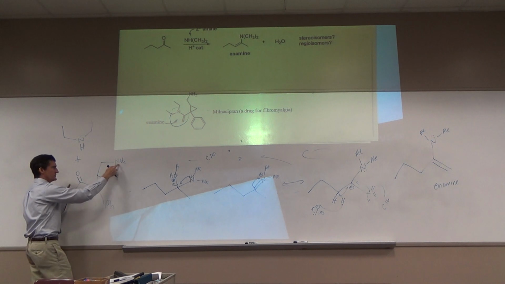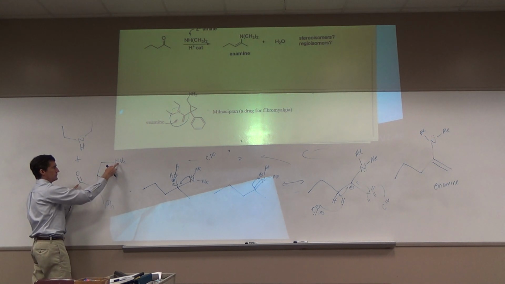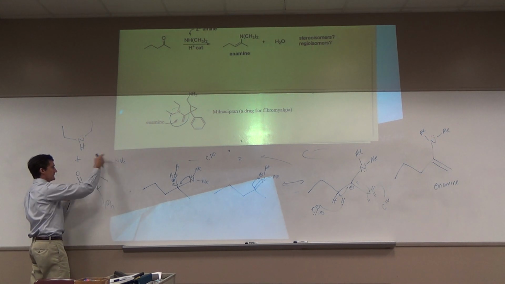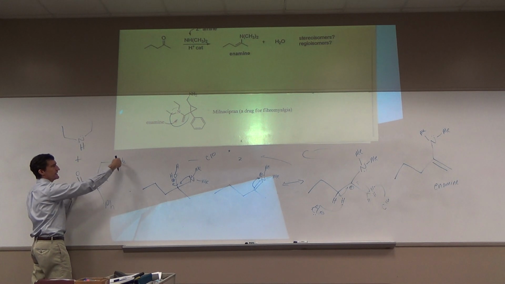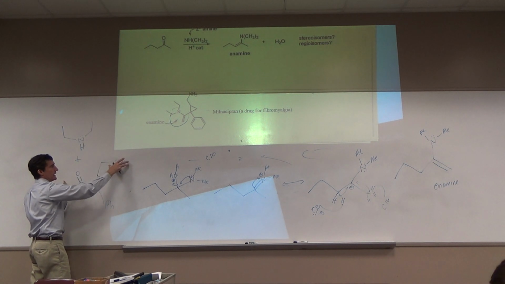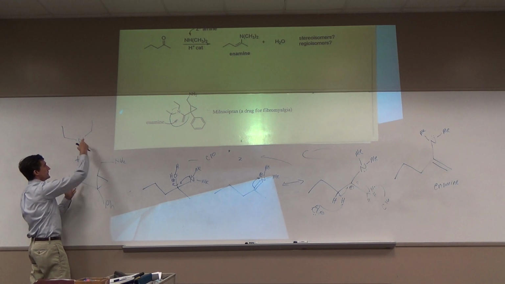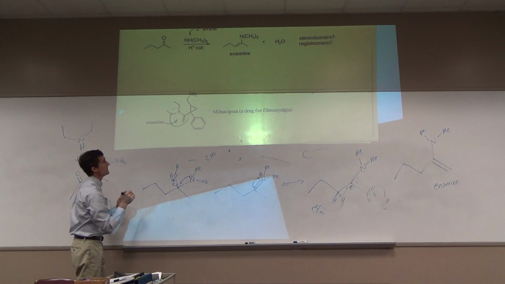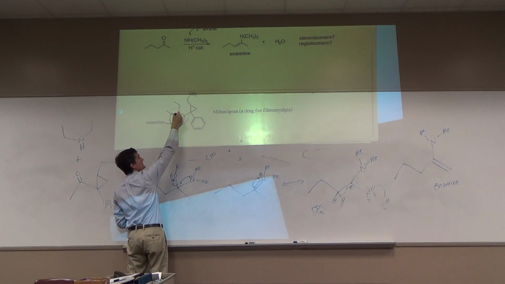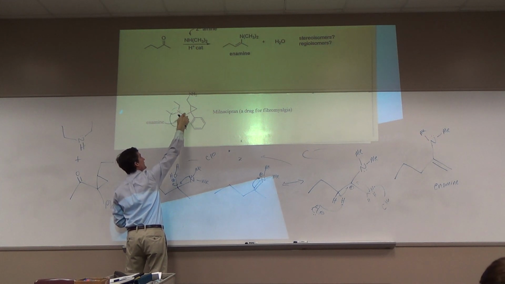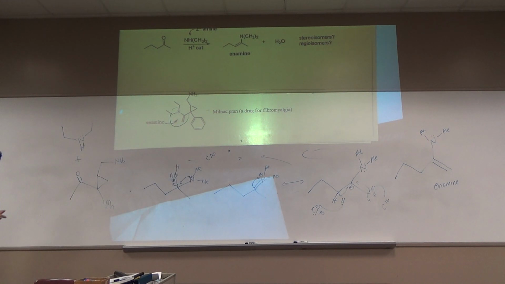Problem is, I'm not sure about this guy. 1, 2, 3. If this could come around here and react, this may have been protected at some point. But we have to sort of ignore this reactivity. But here, because it's an enamine, the double bond's not here. We couldn't put the double bond there. The double bond had to be on the side there. Okay?